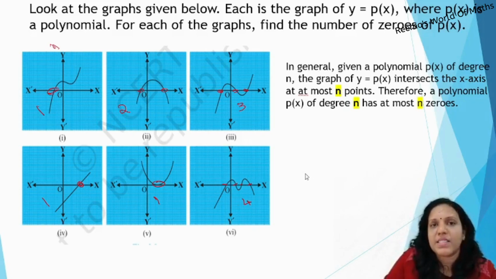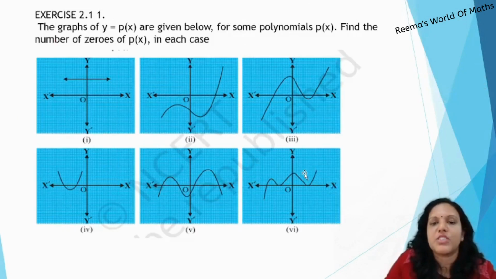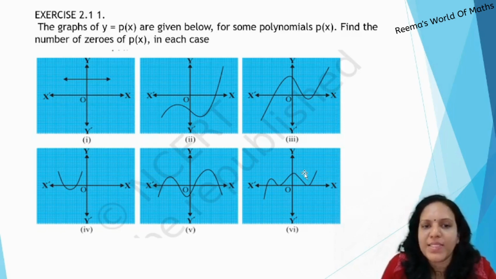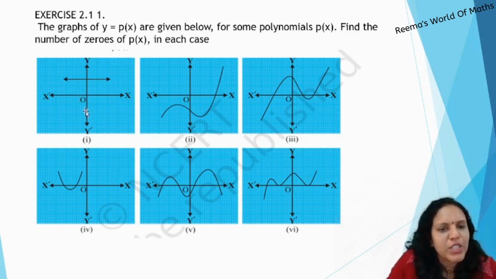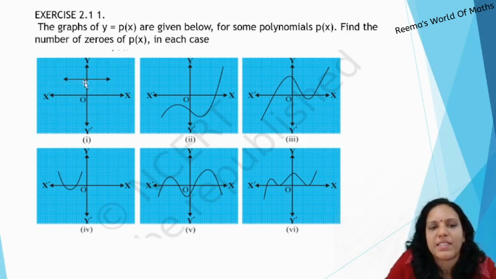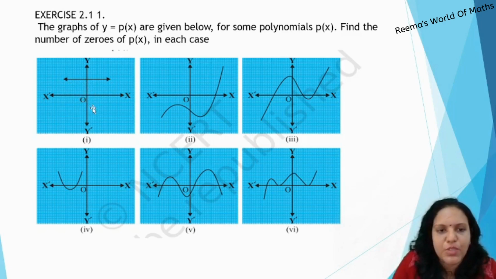Let's do exercise number 2.1 from the textbook. The graphs of y equal to p of x are given below for some polynomials p of x. Find the number of zeros in each case. Looking at the first figure, we can see it has not cut the x-axis. So there are no zeros for this polynomial. So the number of zeros for the first graph is 0. So it has no zeros.